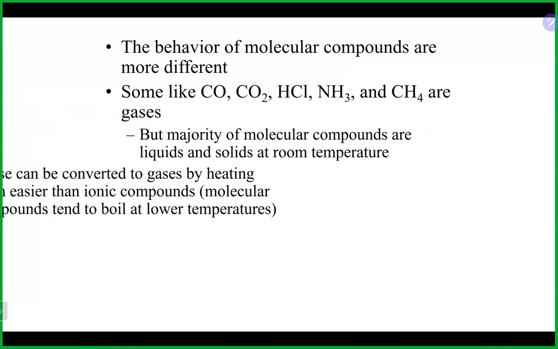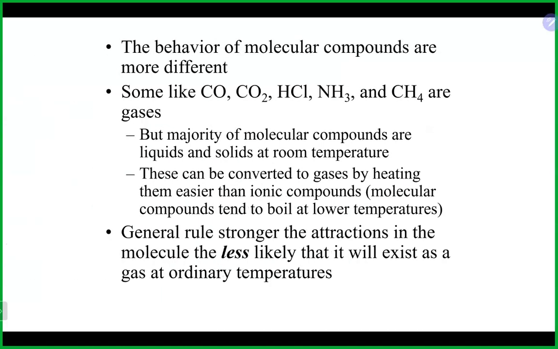Now, different than that is molecular compounds, which are compounds that are held together by sharing of electrons. And those compounds are very different. There are certain ones that are just gases off the bat. It's like carbon monoxide, carbon dioxide, hydrogen chloride gas, ammonia, and CH4 is methane, which is the simplest organic molecule you have, the gas that comes out when you light your Bunsen burner in the laboratory. They are gases at room temperature.